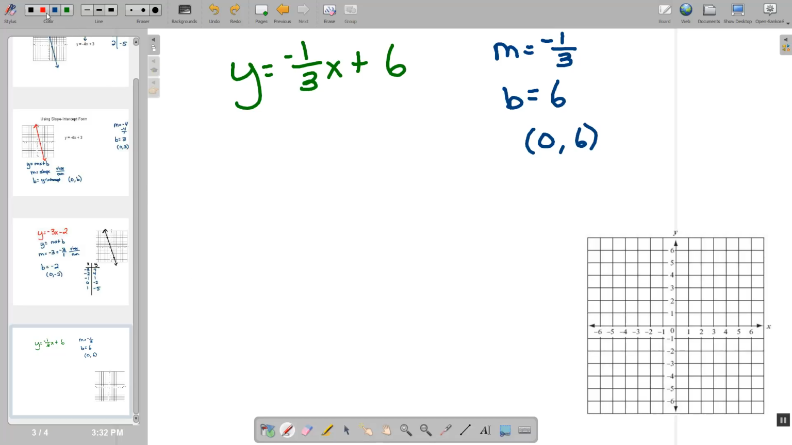And now I go straight to my graph. I go 0, 6, which is right here. And now I'm going to use the slope to find the rest of the points. So I'm going to go down 1 and over 3. I'm going to go down 1 from there and over 3 more. Now I can go up and back as well. And now here is our line.